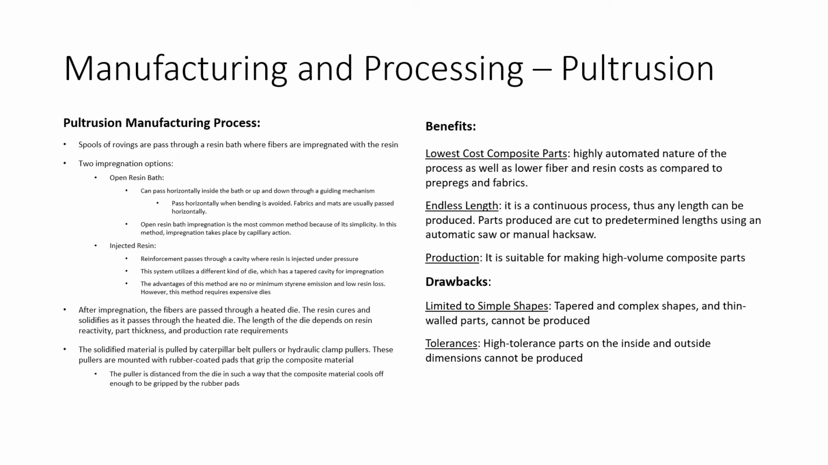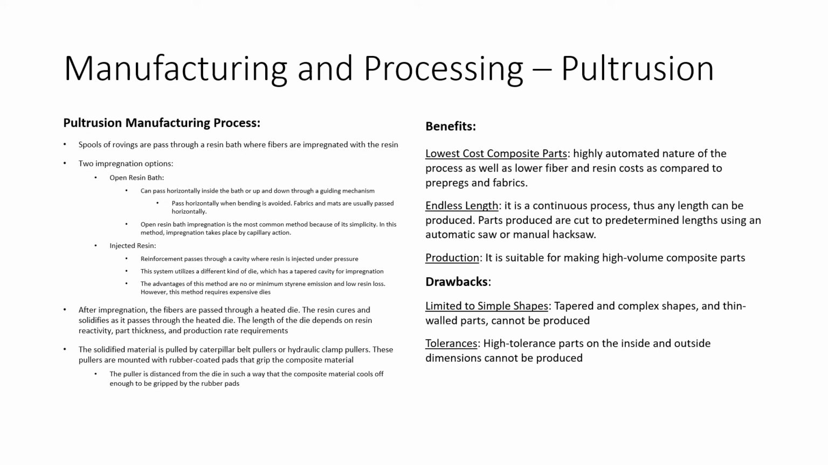The problem with this second method is that it involves acquiring more expensive dyes. After impregnation, the fibers are passed through a heated die which cures and solidifies the resin. The solidified material is pulled by caterpillar belts, pullers, or hydraulic clamp pullers. These pullers are mounted with rubber-coated pads that grip the composite material.